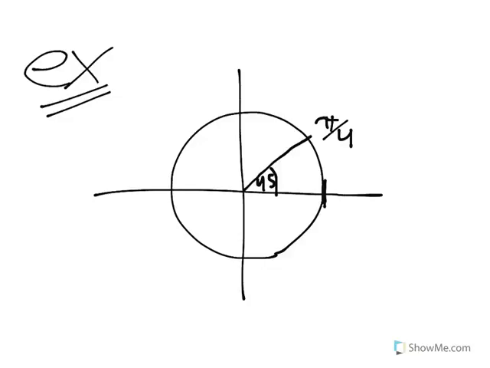Now let's try an example. Here we have a circle with a radius of 8, and the sector area we're trying to find is a 45-degree angle off of the x-axis, so it's this little area right in there. It's a 45-degree angle, and the radian value for 45 degrees is pi over 4.